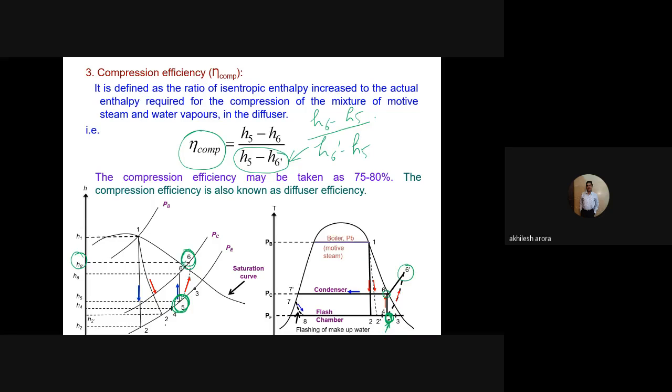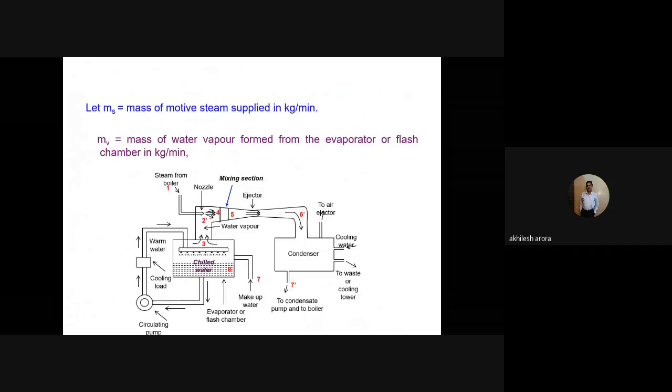Okay, h6 is higher, or 6 dash, this is 6 dash actually. 6 dash, this is 6. So 6 is lower. So h6 minus h5 is lower value. So this is the lower value and this is the higher value. Okay. So this is written as h6 minus h5. Otherwise, even if we have written this way, this will not create any problem because the negative signs can be taken out and it will cancel out actually. Okay. The compression efficiency is taken as 75 to 80%. The compression efficiency is also known as diffuser efficiency. Okay, let us proceed further.